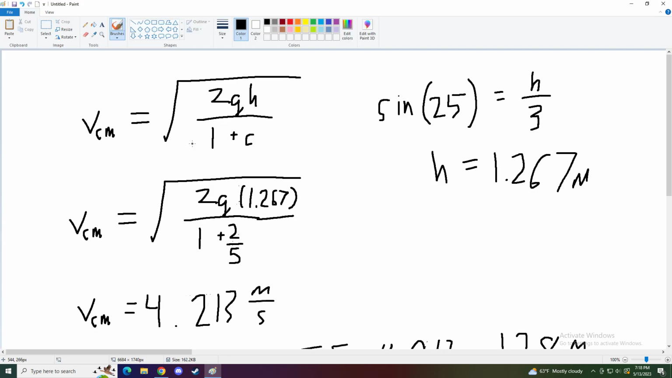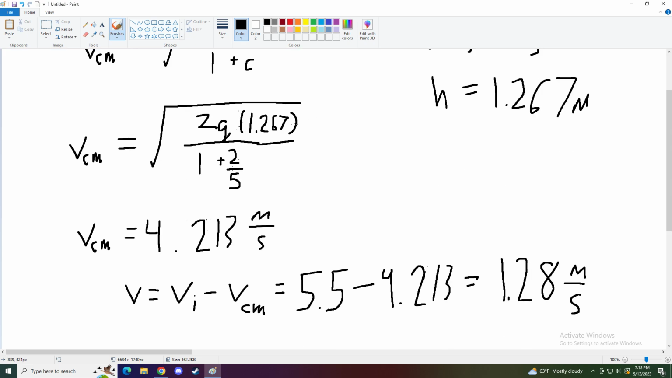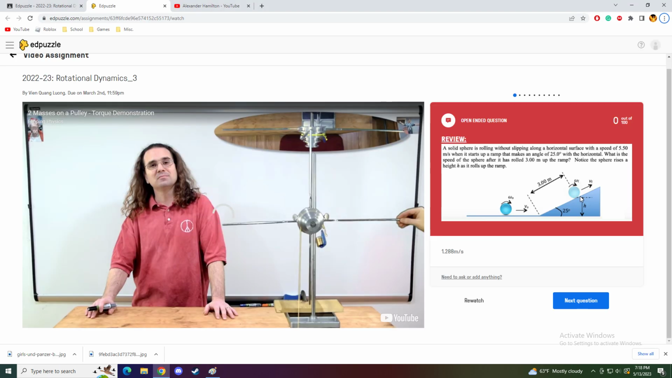Then we can use v_CM equals square root of 2gh over 1 plus c, where our height is here. And then our c, the constant of inertia, is going to be 2/5 because it's a solid sphere. We plug that in and solve that out, and we get 4.213 meters a second, meaning that when it starts at this height and rolls down, it will have a speed of 4.213 meters a second.